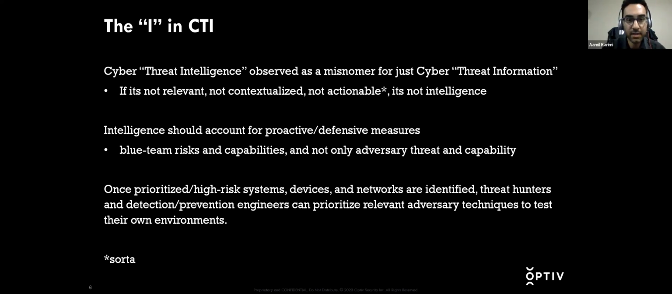And so cyber threat information, as I sort of jokingly say, is often not contextualized. It's often not relevant. It may or may not be actionable. And I think one or more of those is very important for a proper definition of intelligence, relevance being most important. And I think intelligence should also account for proactive and defensive measures, and not just focusing on what adversaries are doing. What are we doing to mitigate what the adversaries are doing?